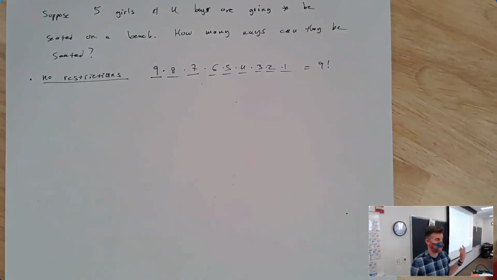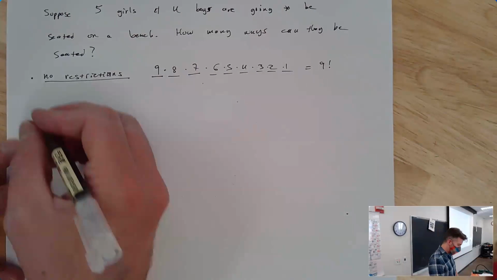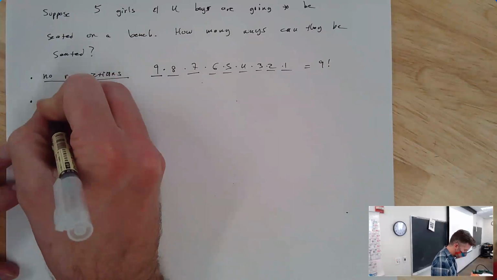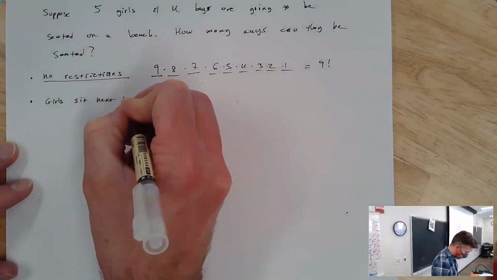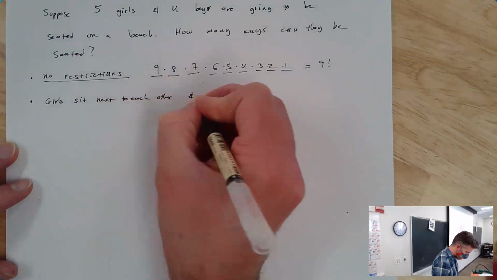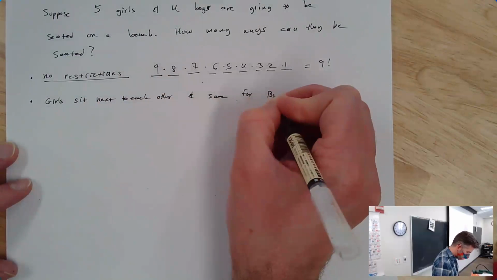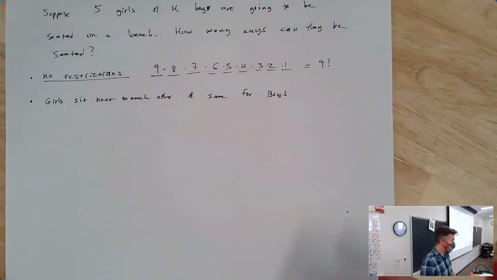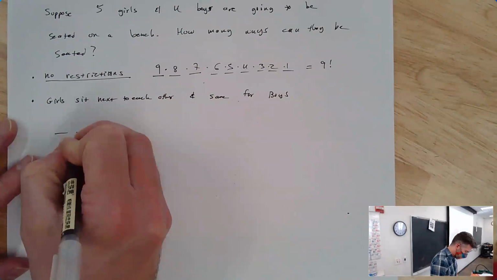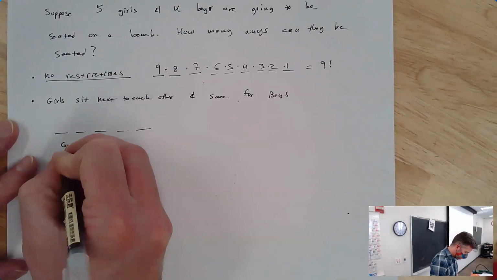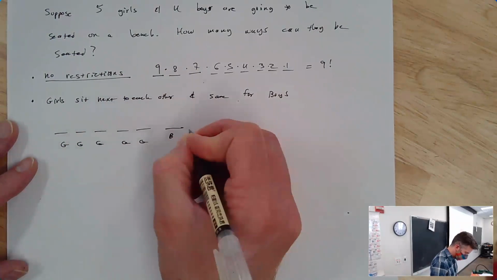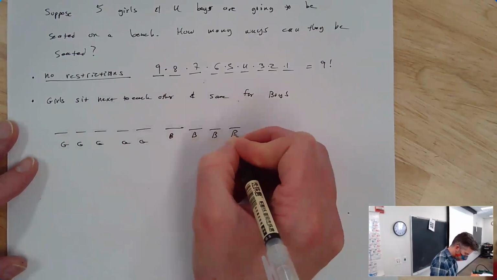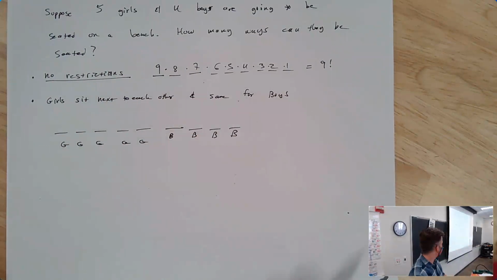No, I've exhausted every possibility. But now we want the girls to sit next to each other and the boys to sit next to each other. And the same for the boys. So either all the girls sit on the left and all the boys sit on the right. So the first 5 seats are for the girls, and the next 4 seats are for the boys. How many ways are there of doing this?